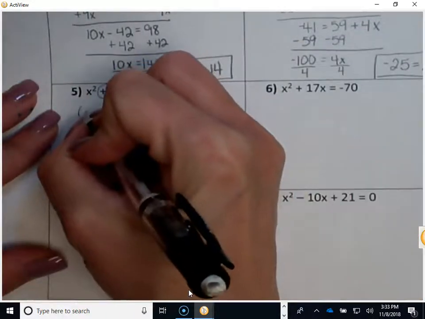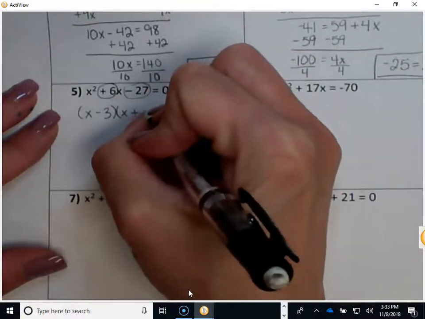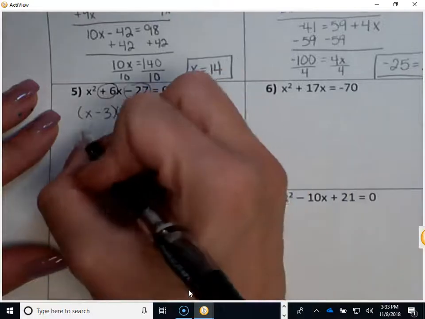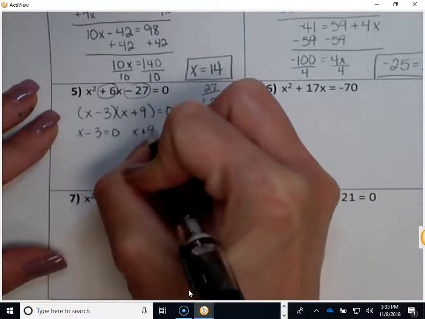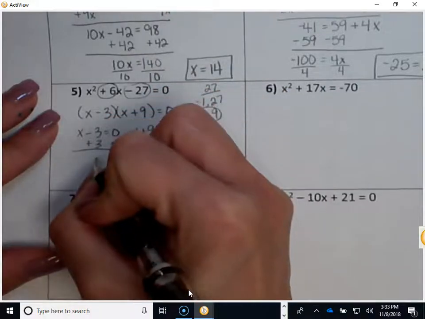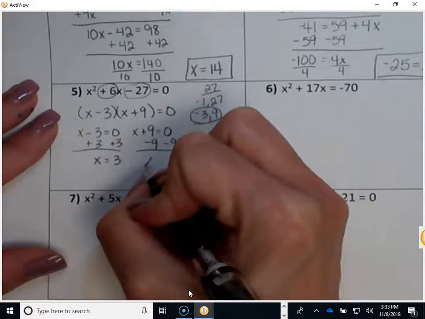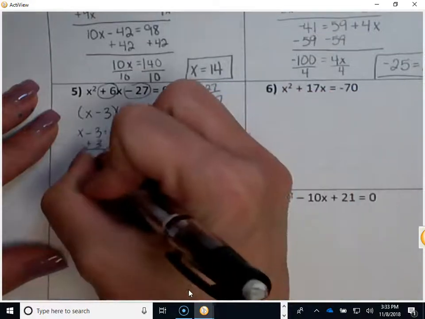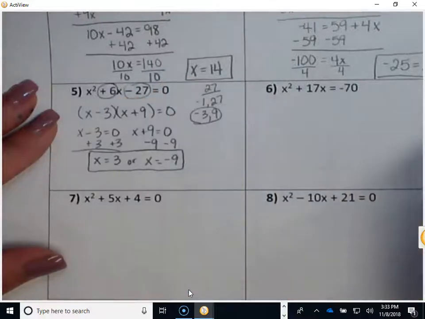So I've set my factors up as x minus 3 times x plus 9, because that's a positive 9, equal to 0. Then it's just a matter of setting those two equal to 0 and solving for x. So x minus 3 equal to 0, x plus 9 equal to 0, get x by itself. So in this case I get x equals positive 3. In the second case I get x equals negative 9. Now it can't be 3 and 9 at the same time, so that's why I put the or in between. So x either equals 3 or x equals negative 9.